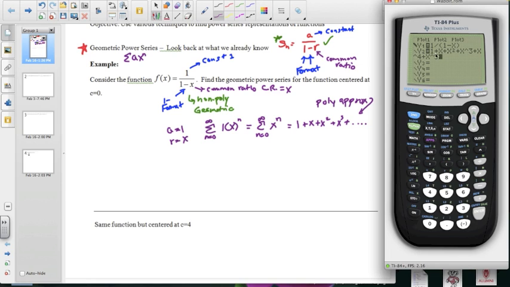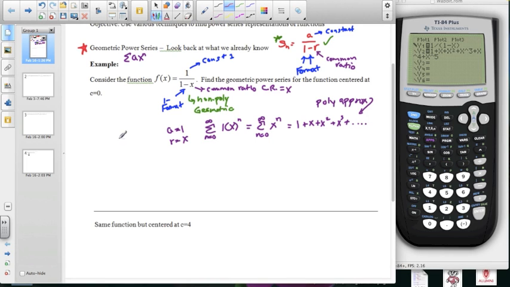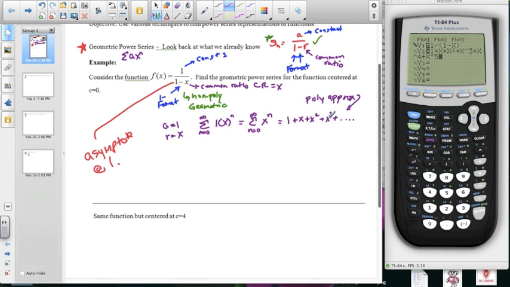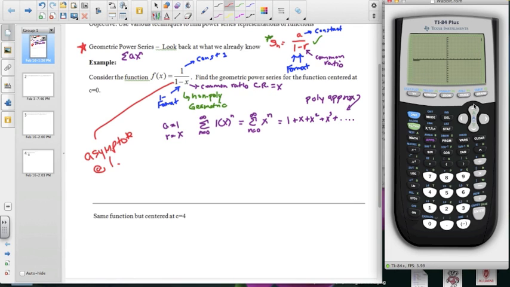And so before I hit graph here, I want to just note that from a graphing standpoint, we have an asymptote at 1. So just keep that in mind. With this polynomial approximation, it's not asymptotic, so you know it's not going to be a perfect match. So if we go ahead and hit graph here, there's the non-polynomial function, and then here's our polynomial approximation.